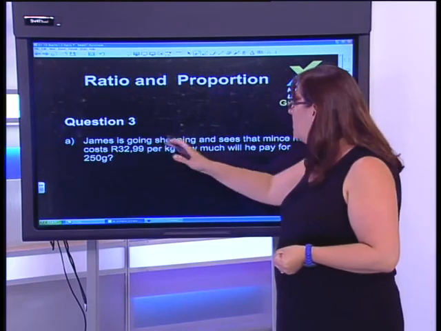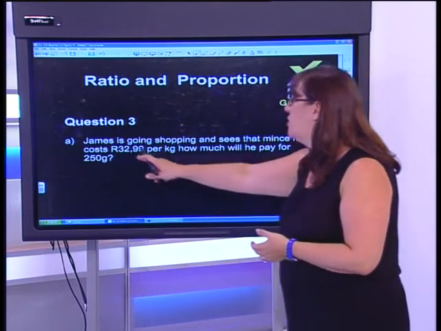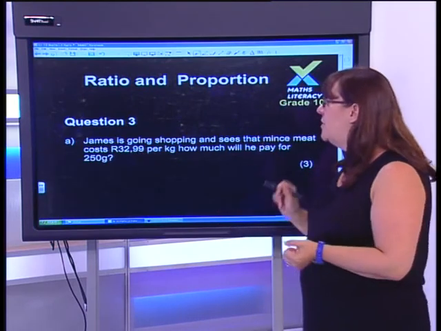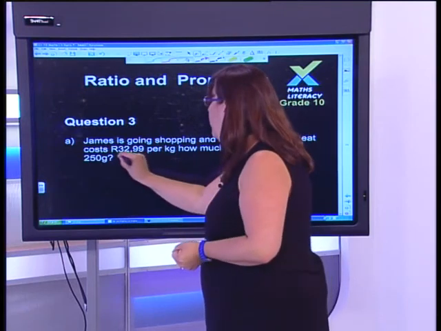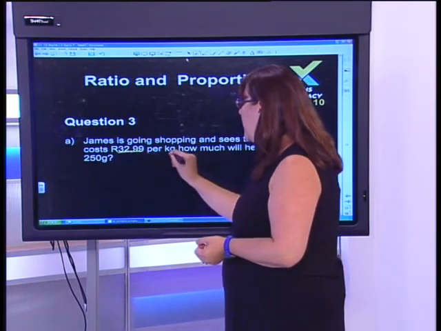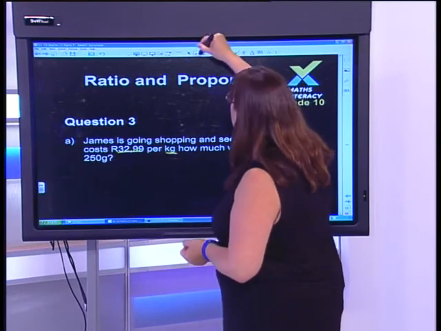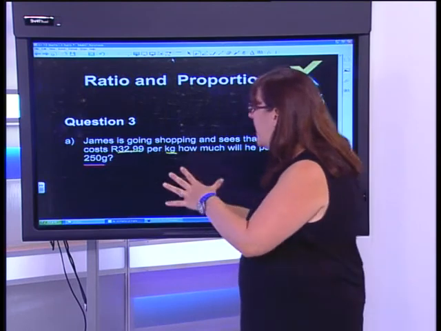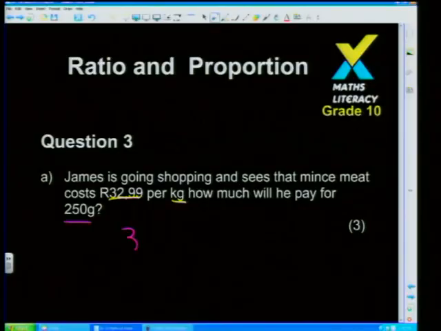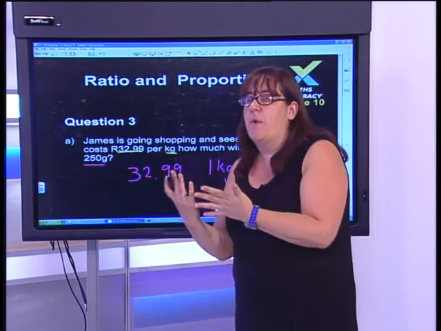So, James is going shopping and sees that mincemeat costs 32.99 per kilo. How much will he pay for 250 grams? This is a prime example where we've got 3 pieces of information. I've got 32.99 per kilo, and I want to know how much it is going to cost for 250 grams. So all I need to do is set it up the way I've been doing so far. I've got 32 Rand 99 for 1 kilogram. And always look out for these "per" questions, because that means it's the second part of your ratio.